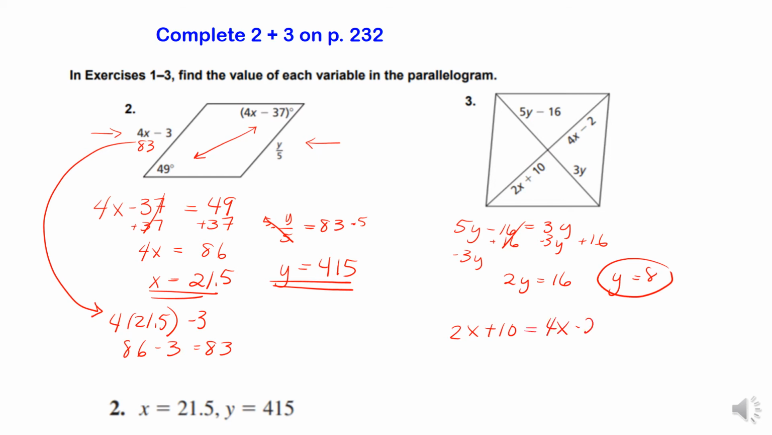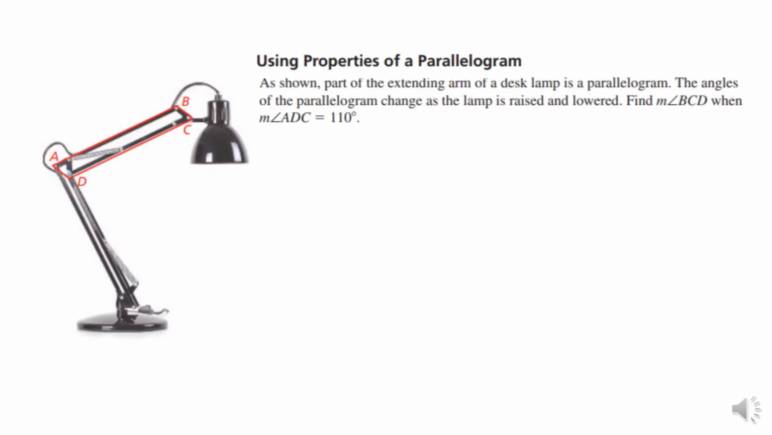4x minus 2. Subtract 2x from each side. I get 2x. Add 2 to both sides. I get 12. So x equals 6. And again, check your answers by plugging in. So make sure you know which proof you're using. That will help you. Sometimes you're asked, which proof did you use? Okay, so using the properties of a parallelogram.